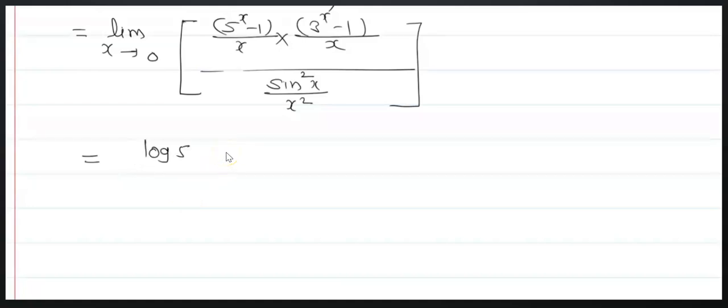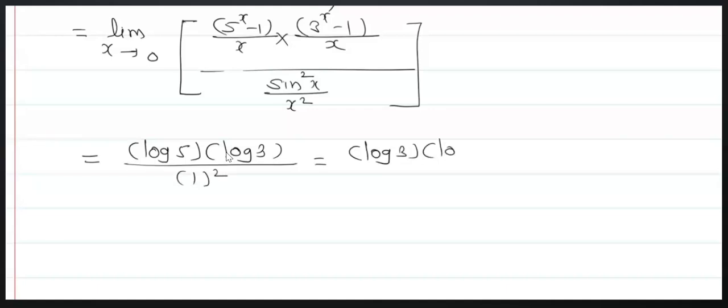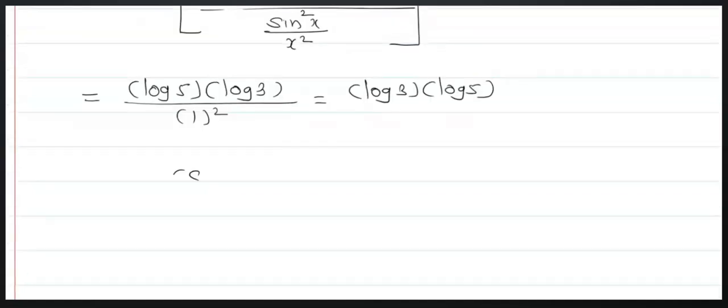Direct answer, log of 5 into log of 3 upon 1 square, and this is the answer. Therefore, the option C is the correct one, log of 5 into log of 3.